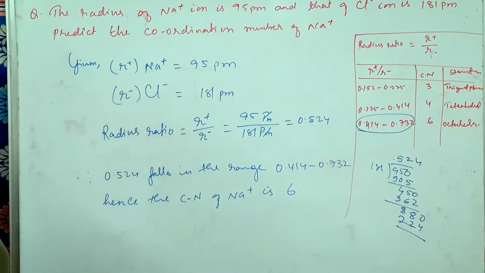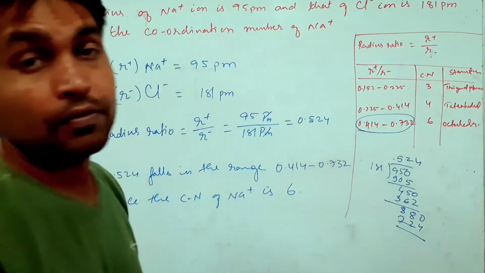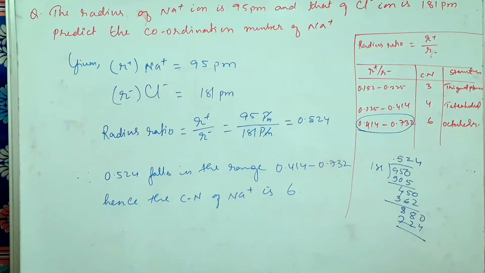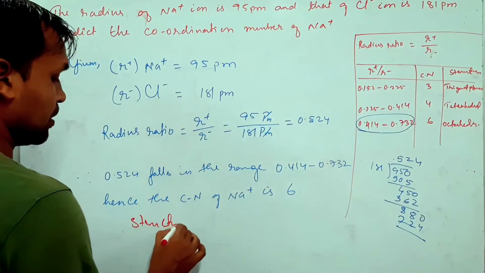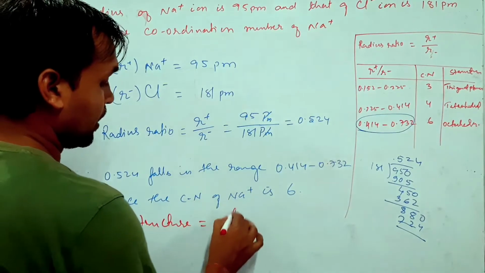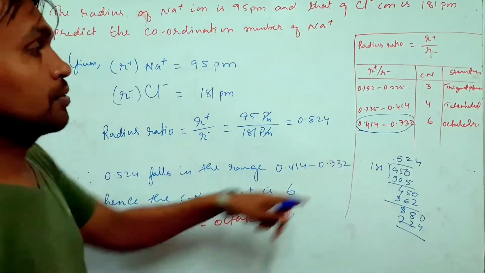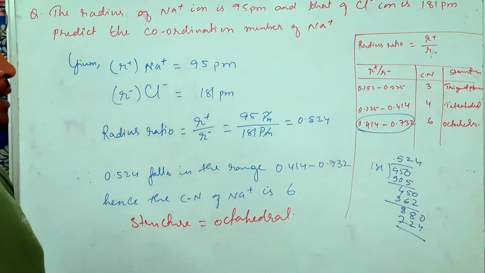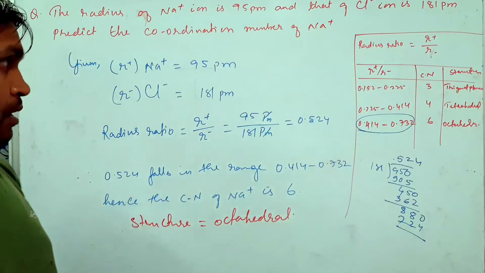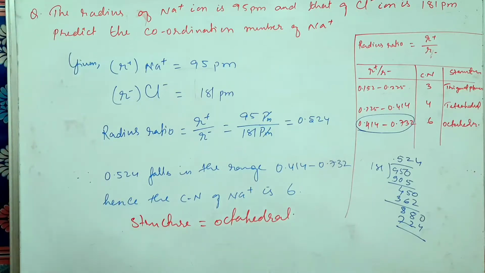This is how we will find out the coordination numbers with the help of the radius of cation and anion. And what will be the structure? The structure will be octahedral. Okay dear students, for that reason I told you to learn this table properly. So now you can take it down. I hope you have understood how to find it out. Pause the video and take it down.